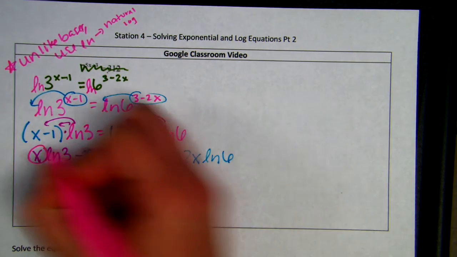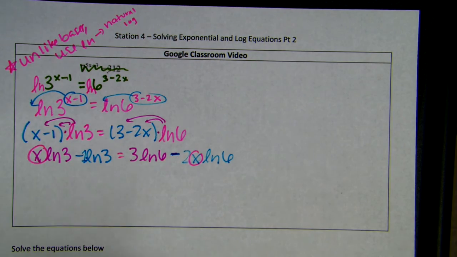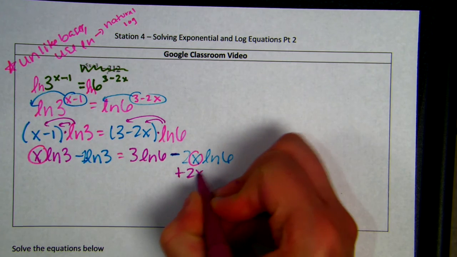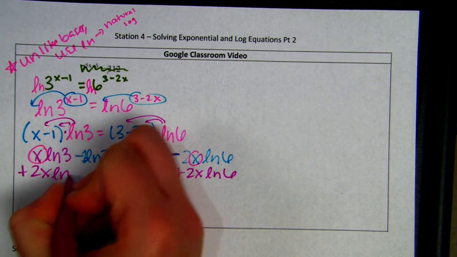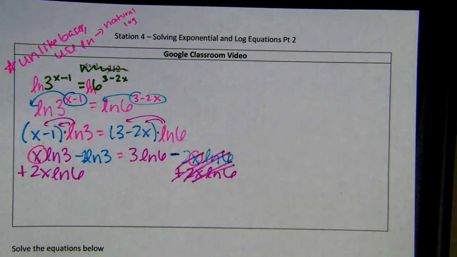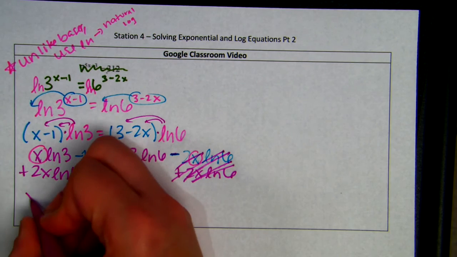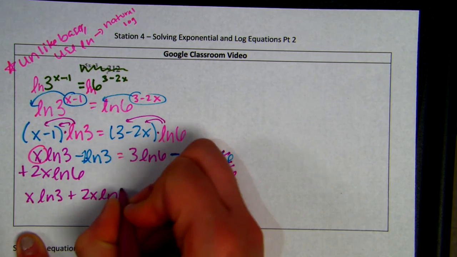So we have an x here and an x over here. So I'm going to combine those two. So I'm going to add 2x natural log of 6 over here. And I'm going to add 2x natural log of 6 over here. These will cancel out because they're the same. So I'm left with x natural log of 3 plus 2x natural log of 6.